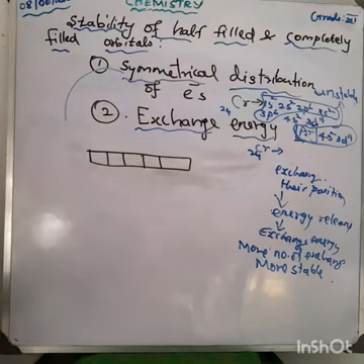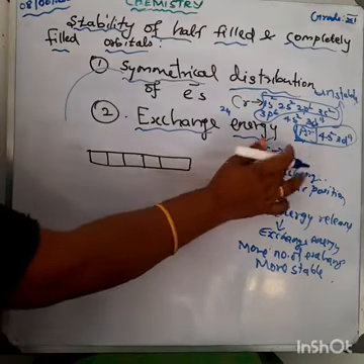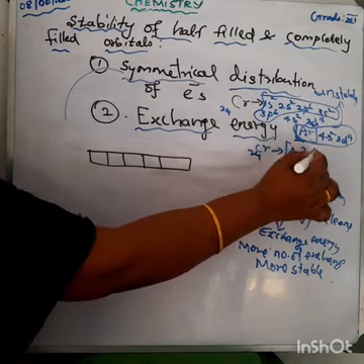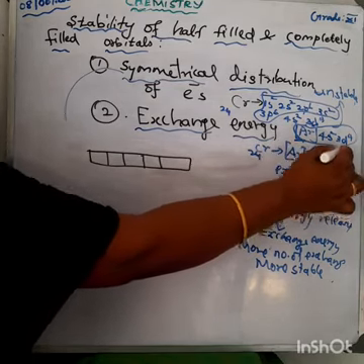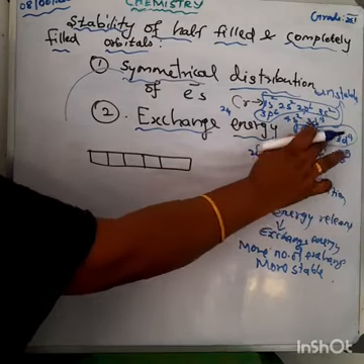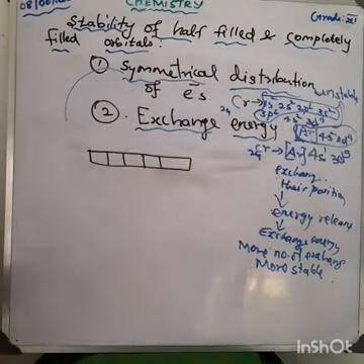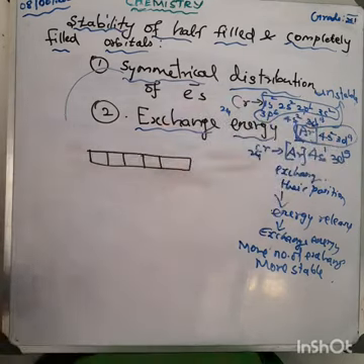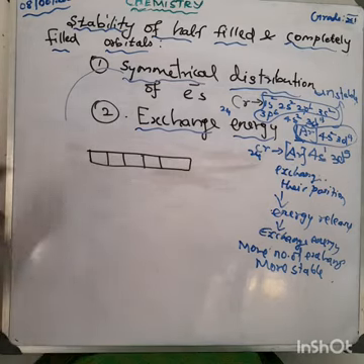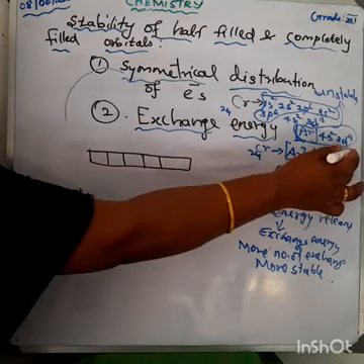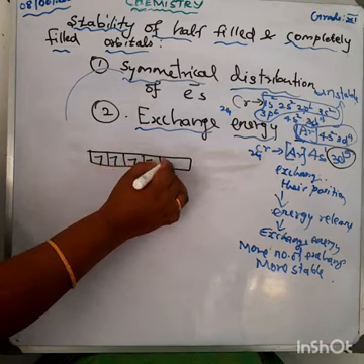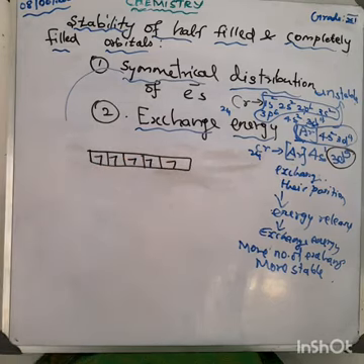But chromium has another configuration, argon 4s1 3d5. In the previous class we studied that one electron from the s orbital goes to the d orbital. Now the chromium atom will be stable. Why is it stable? Now we are going to study. In the d orbital, how many electrons are there? 5 electrons. So it is a stable half-filled configuration.